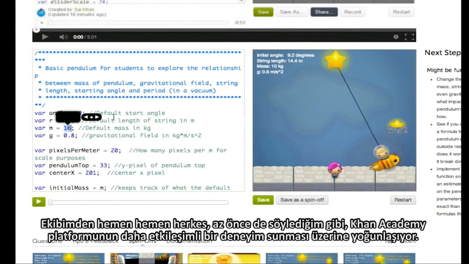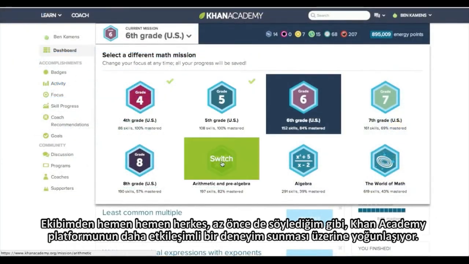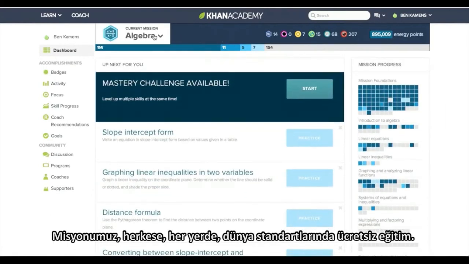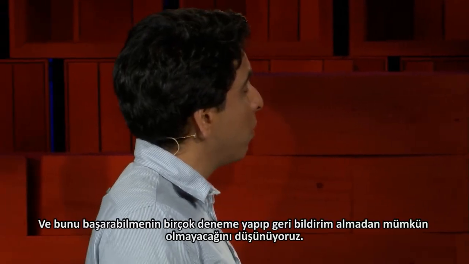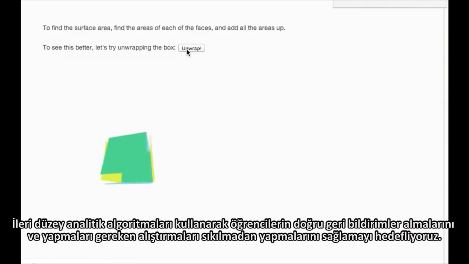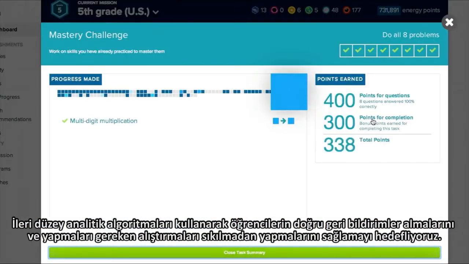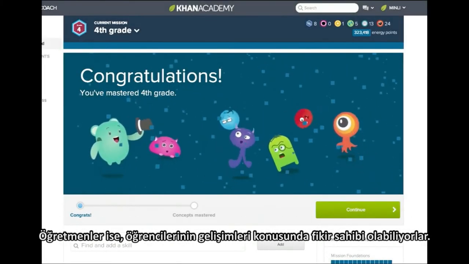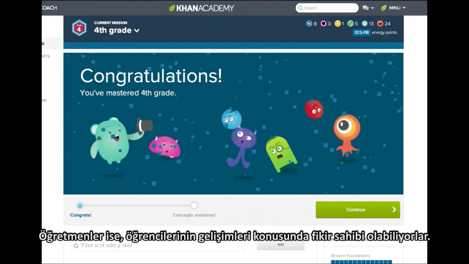The meat of what we have been working on, this is what most of the team's been working on, is really the interactive platform. Our mission is a free world-class education for anyone, anywhere. And we think that doesn't happen unless you get deep practice, you get feedback. And so what we're really doing is we're using state-of-the-art analytics so that students get that feedback, get that practice, and we have tools for teachers so that they can keep track of where the students actually are.